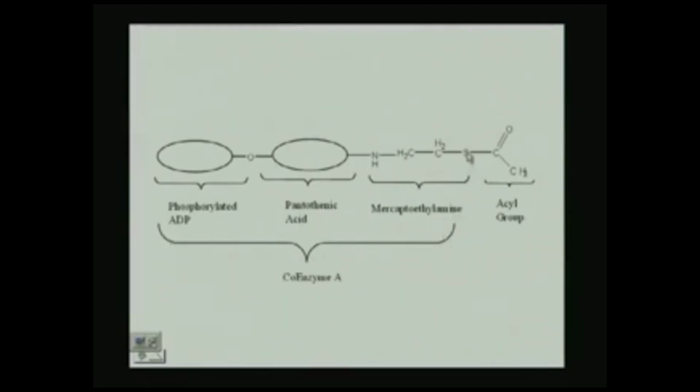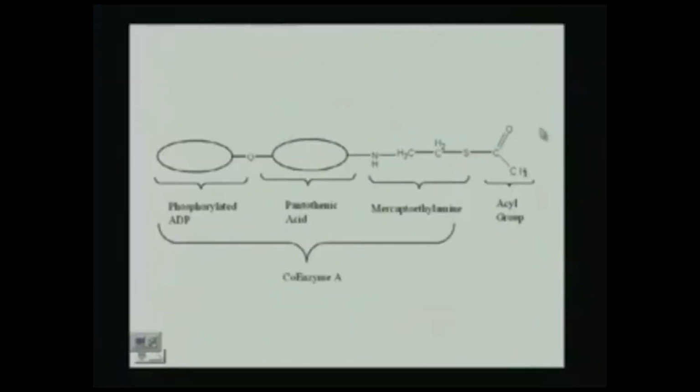This unit is coenzyme A. If this thiol group is acetylated, it becomes acetyl-CoA, and that's exactly how it is referred to in all of the metabolic pathways, acetyl-CoA. So it is this acetyl part that is important, and the rest you realize is derived from phosphorylated ADP, the vitamin pantothenic acid, and mercaptoethylamine.